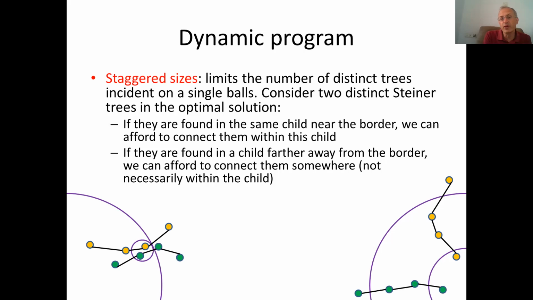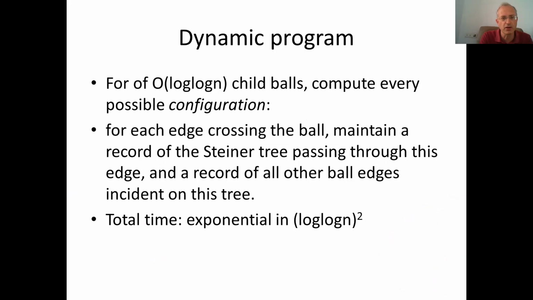Okay. Now, if they're found in a child that's farther away from the border, like in the picture on the right, in this case, each of these trees actually traverses quite a bit from the outside until it gets to the inner ball. And you can charge against these paths. You can't say for sure that they're connected inside the inner ball, but you can say that they're connected somewhere in the entire graph. And so again, you can connect these and they're the same tree. And again, it limits the number of different possible trees going in and out. It makes the dynamic program less costly.